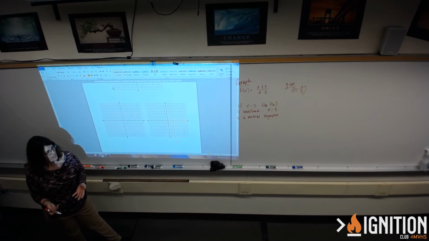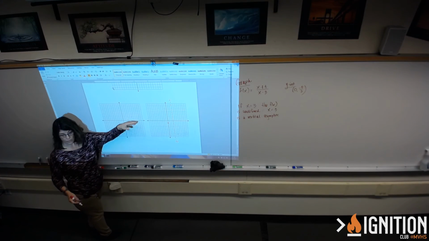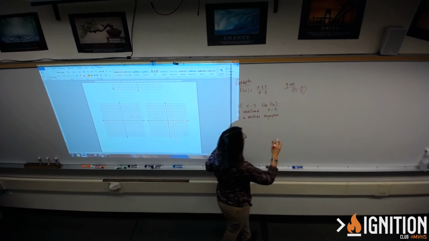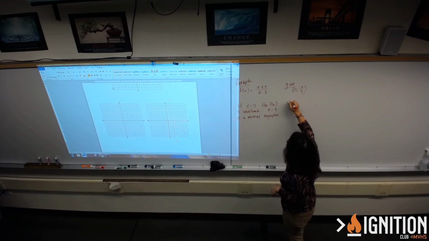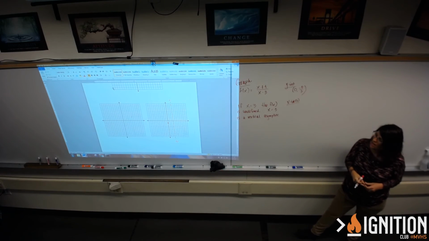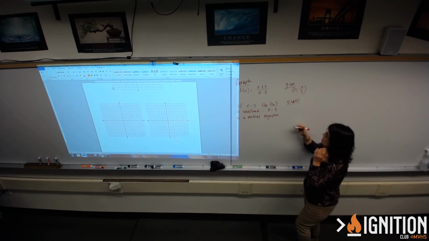Okay, let's find the x-intercept. There might be more than one, right? x-intercepts, there might be more than one. I think I showed you an s in parentheses because there might be more than one. How do you find the x-intercept? Make y 0. Fantastic.